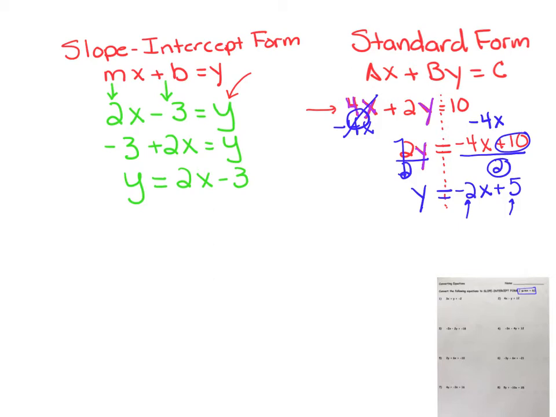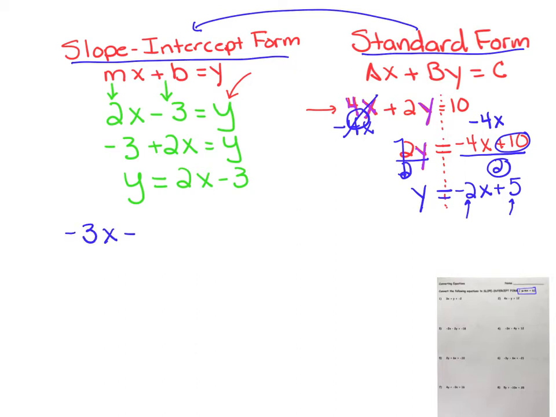We were able to take an equation in standard form and put it into slope-intercept form by using our algebra skills. Let's try a couple more together before we begin our assignment. On your notebook paper, please jot down -3x minus 1y equals -6. Again, we would like to isolate that y variable.